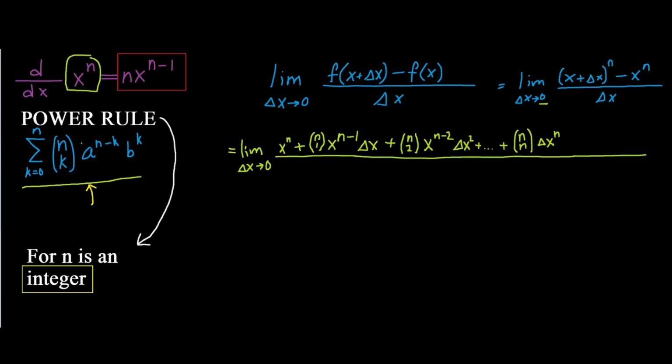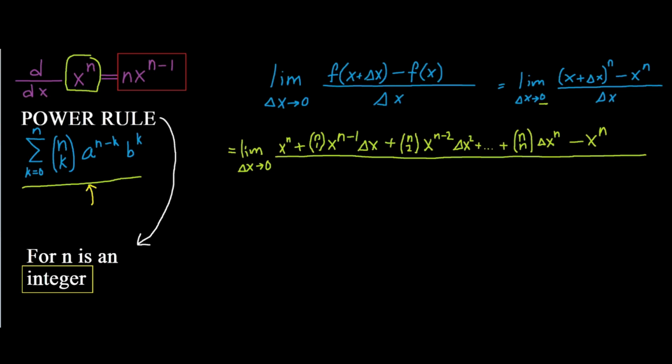And what we're going to get here is a to the n minus n, which is a to the 0, which is going to be 1 times b to the n. And b in this case is delta x, so it's going to be delta x to the n times 1, which is where this went. And then we still have our minus x to the n over here, so we're going to add that on to the end here.